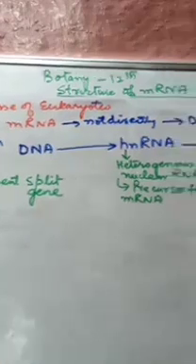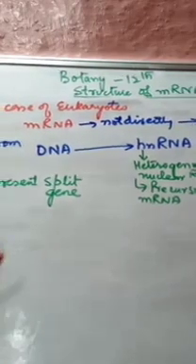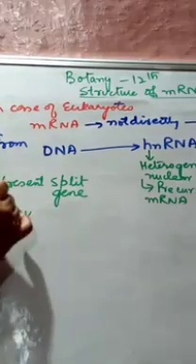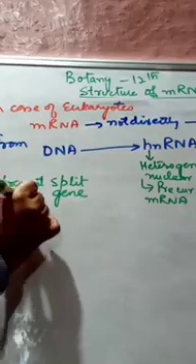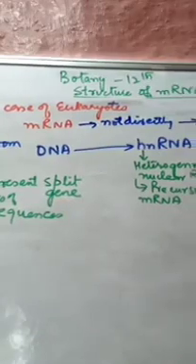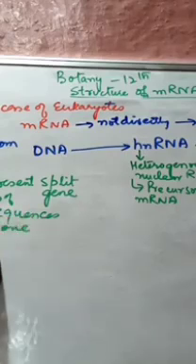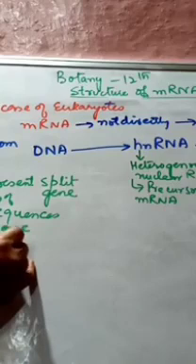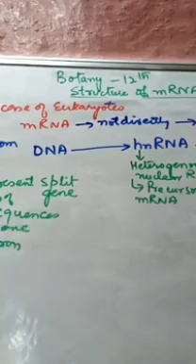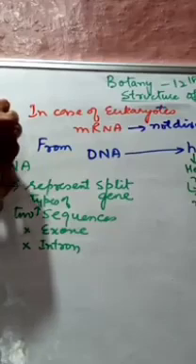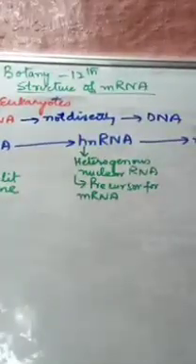Now, this hnRNA consists of two types of sequences. Number one is called exon, and the second one is called intron. And one thing I forgot here: the concept of hnRNA was given by Philip Sharp. Now, see the diagram. What will happen?